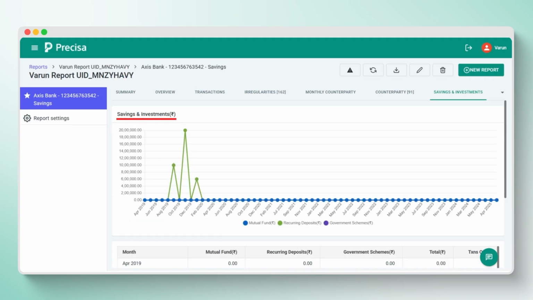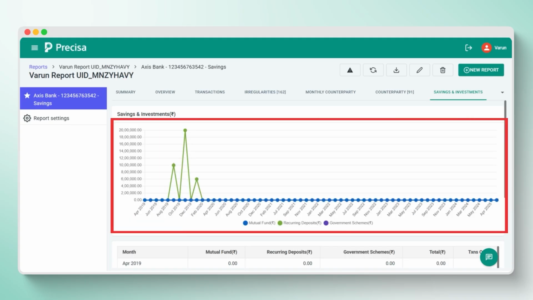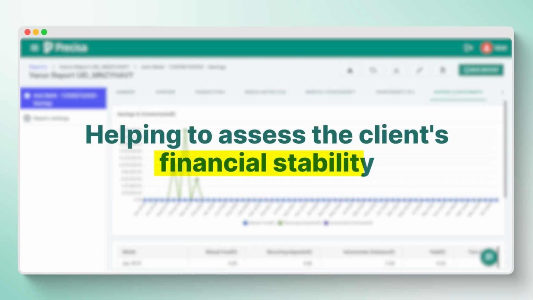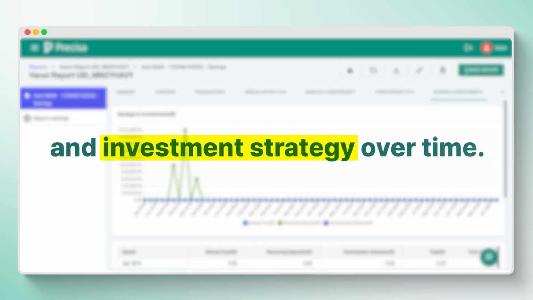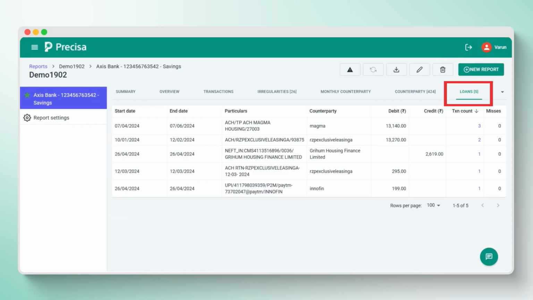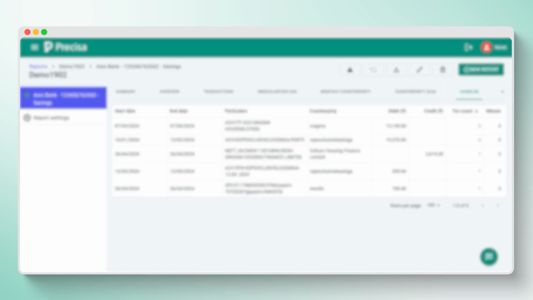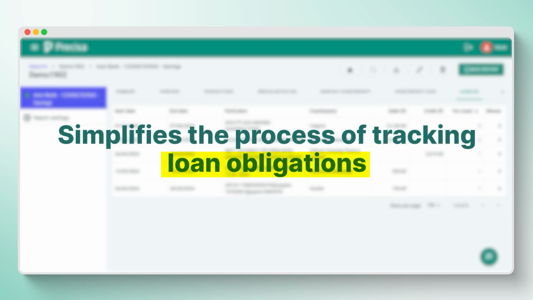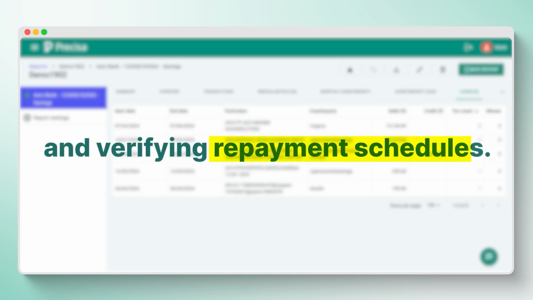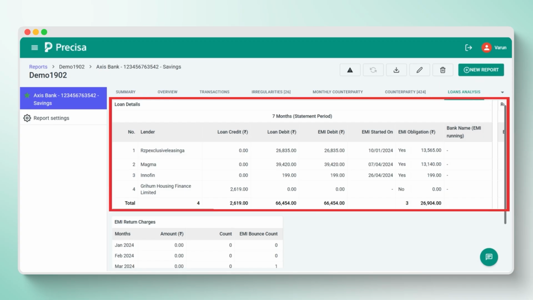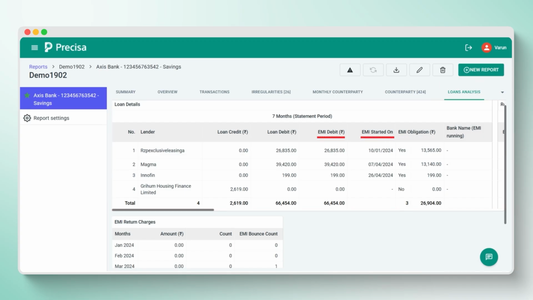The savings and investments analysis provides a visual and tabular summary of all investments, helping to assess the client's financial stability and investment strategy over time. Under the Loans tab, all loan-related transactions are identified and grouped. This simplifies the process of tracking loan obligations and verifying repayment schedules. Finally, the Loan Analysis screen gives a detailed overview of loan obligations, EMI details, and any EMI bounce history, which is vital for assessing credit risk.